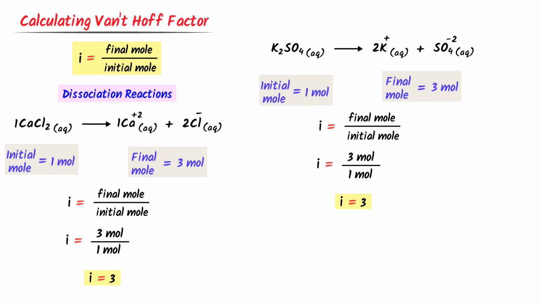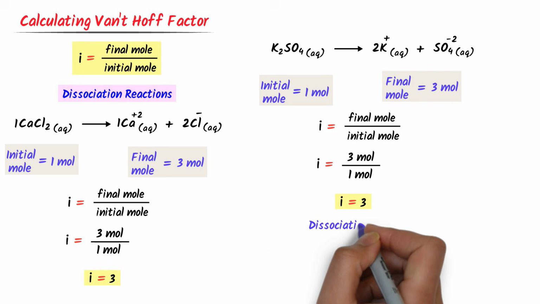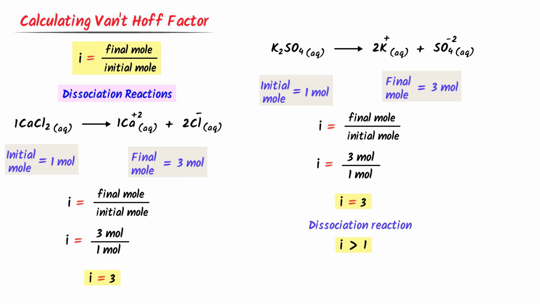Here remember this very important point. Van't Hoff factor of dissociation reaction i is always greater than 1. Let me repeat it. Van't Hoff factor of dissociation reaction i is always greater than 1. Hence note down this important concept.